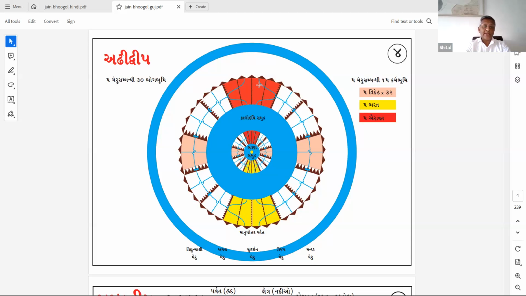Because there are 6 Kulachal Parvat here, this again divides this land into 7 segments. So there are 7 lands here and 7 lands on the eastern side. So one island has how many lands in total? It's a very easy question now. I made it so easy for you guys. 14. So this is like 1, 2.